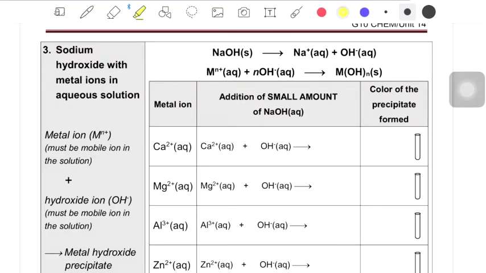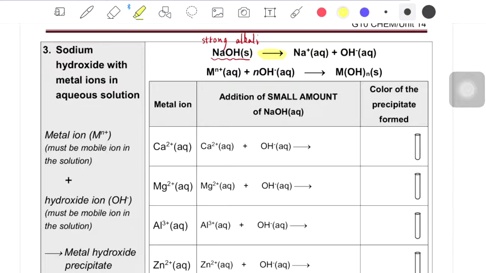Let's move on to the third type of reaction, sodium hydroxide with metal ions in aqueous solution. Although we're going to learn in detail in the next unit, here I want you to write down that sodium hydroxide is a strong alkaline. So what do we mean by strong? Strong alkaline means the reaction goes one way.